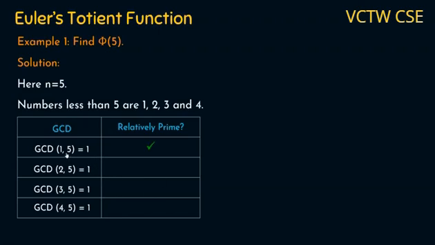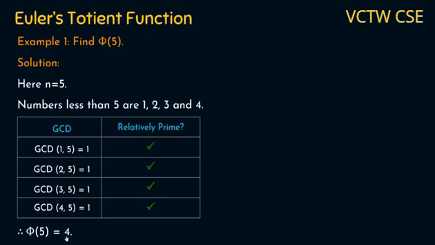In this case, 1 and 5 are relatively prime, 2 and 5 are also relatively prime, 3 and 5 are also relatively prime, and 4 and 5 are also relatively prime numbers. As per the definition, how many numbers that are less than n are relatively prime to n? 1, 2, 3, 4. So there are 4 numbers that are lesser than n that are relatively prime to n. So the answer is phi of 5 is equal to 4.